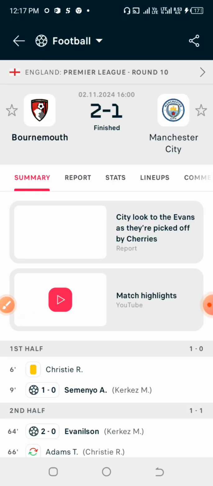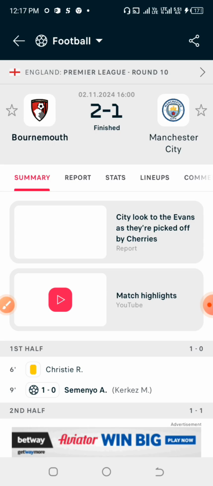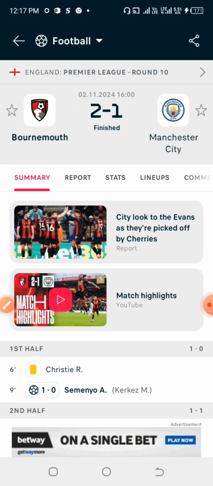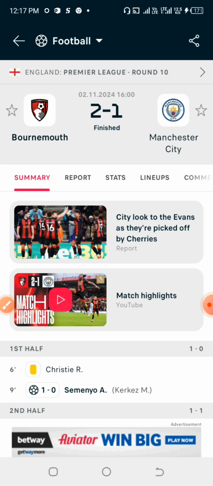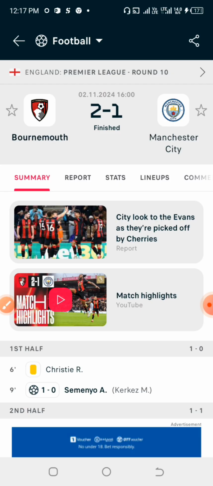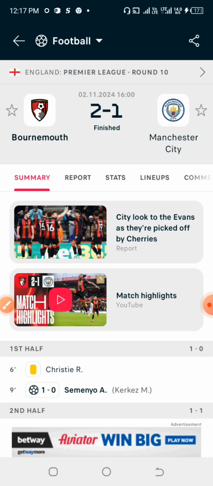So, the match between Bournemouth and Manchester City. But before we move on, I want to let you guys know something. If a game that we do the analysis on does not meet the requirement for predicting corners, then we are going to apply our booking, or yellow card, strategy on it, so that we have enough games to go on with.